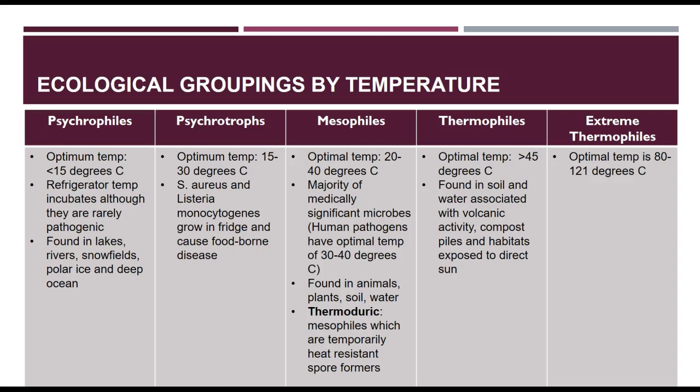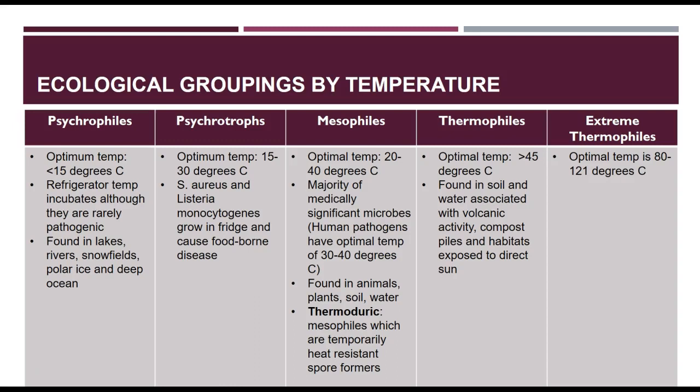So then right in the middle of the temperature band, we have the mesophiles. These are the majority of the medically significant microbes. Human pathogens have an optimal temperature of 30 to 40 degrees Celsius. That's our normal body temperature. We find these organisms in plants, soil, and water.